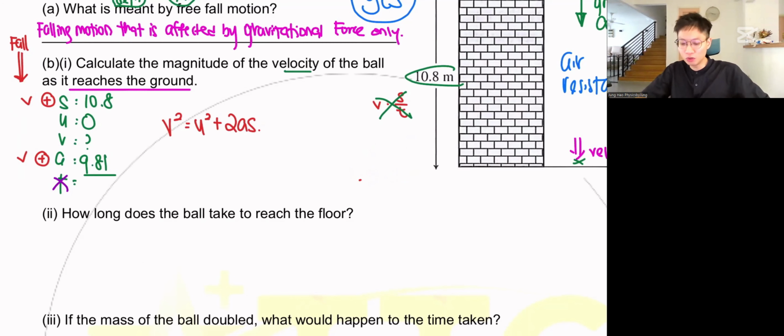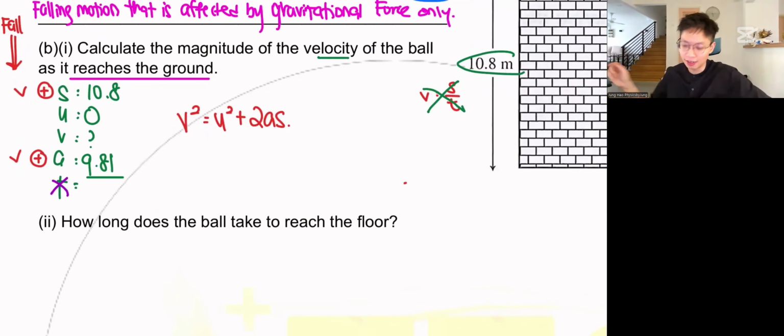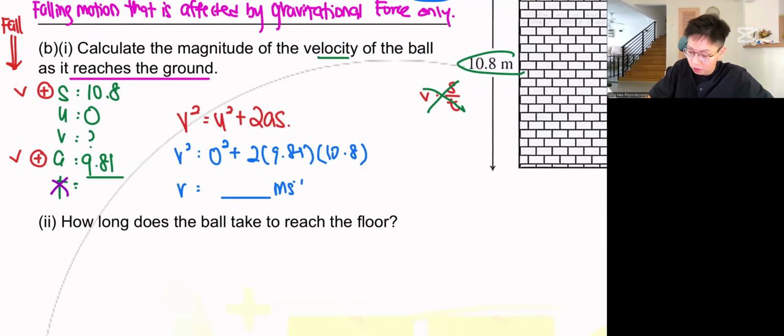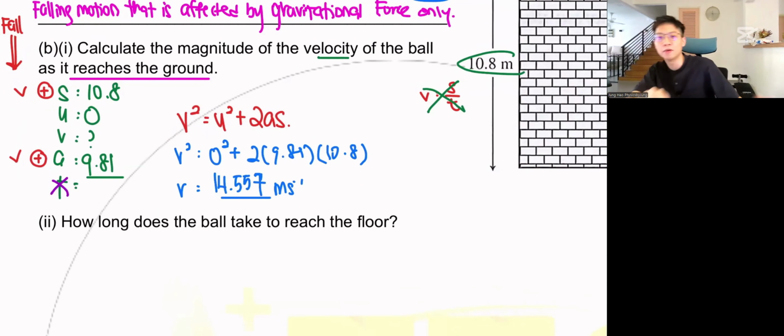If mommy calls you to do two things, sometimes you will do one and forget the other one. So rather than do two things, don't. That's the thing. Now, v squared equals 0 squared plus 2 times 9.81 times 10.8. So finally my final answer will be v equals blah blah blah meters per second. So what's my answer here? Yes, it'll be 14.557 meters per second. Guys, generally we use 3 decimal places.